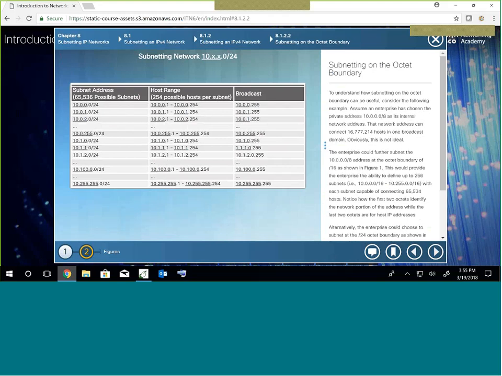Here's where they borrowed 16 bits. Look at this. They took a Class A, of 16 million hosts. Now they got 65,536 possible subnets of 254 hosts. Much more usable. Now, what we would do is we would actually summarize a block of these to assign to a building, okay?